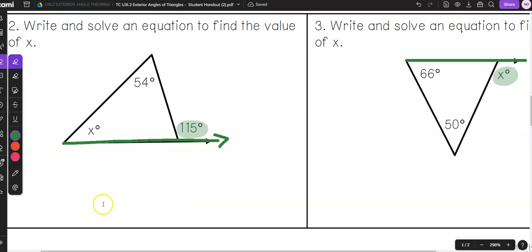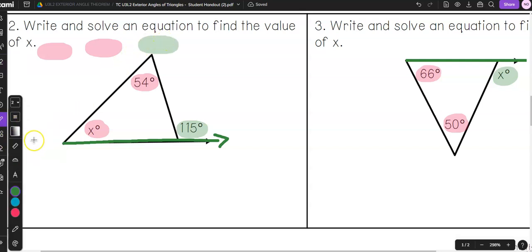The remote interior angles, they show them to us. The remote interior angles for number 2 are 54 and x. The remote interior angles for x in number 3 are 66 and 50. Now, it really depends on which exterior angle they give us. They only gave us one, so it's pretty easy to figure out that these are the remote interior angles. So every single time on these, pink plus pink equals green.